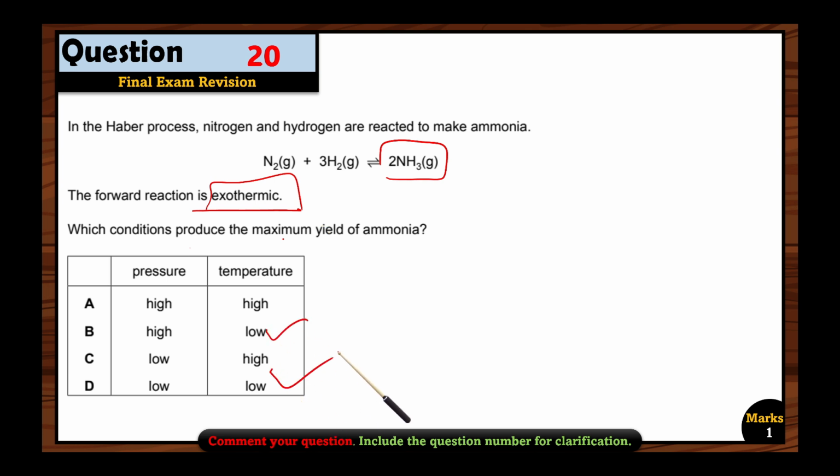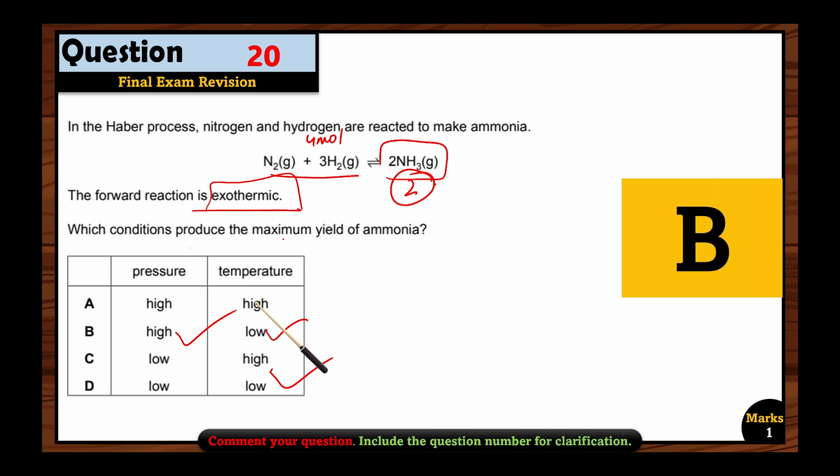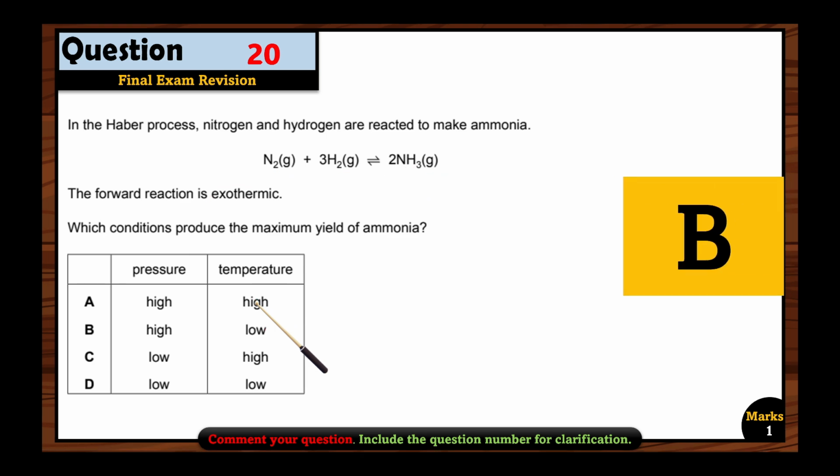And what about the pressure? Because there are 2 moles of ammonia here and we have 4 moles of gas in the reactant. So increasing the pressure will favor the side that is less in number. So we will get more ammonia if you increase the pressure, because ammonia is already less in number of moles. So increasing the pressure and lowering the temperature will favor the high yield of ammonia. Option B is the right option.